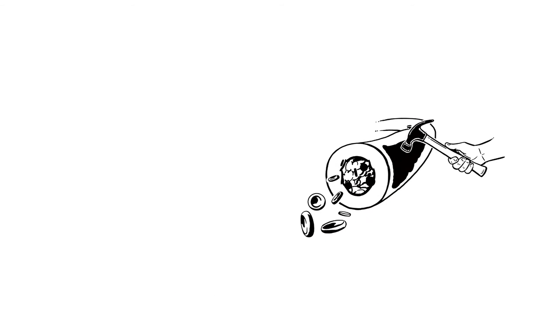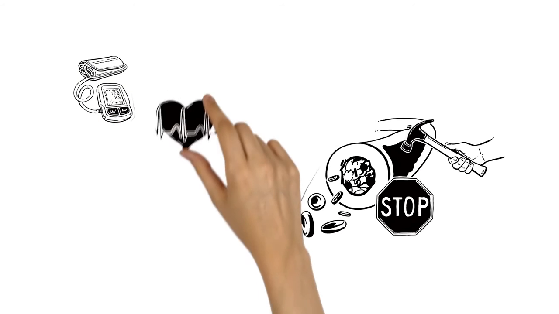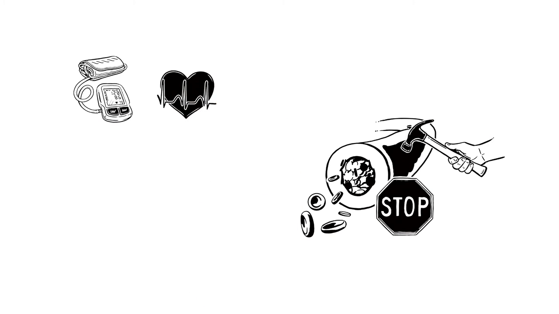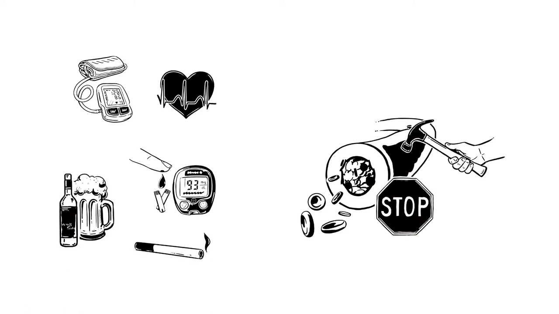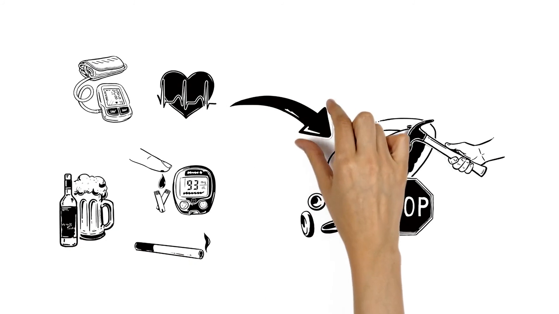As we age, our arteries become harder and narrower and more likely to become blocked. However, medical conditions such as high blood pressure, atrial fibrillation, an irregular heartbeat in other words, or diabetes, and lifestyle factors like smoking, drinking too much alcohol, and not exercising can increase the risk of having a stroke.